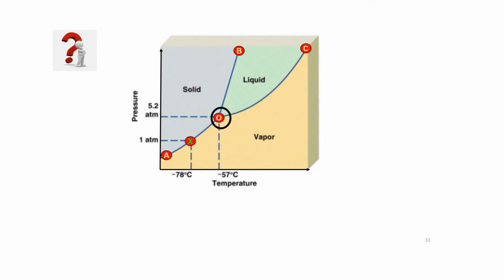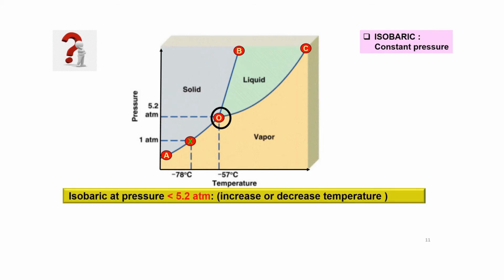We still use the phase diagram for carbon dioxide as an example, but now we set a constant pressure, which we call isobaric. Can you see the 5.2 atm pressure? So we set the pressure constant below 5.2 atm, but what we increase here is the temperature. Look at that red line here. Can we describe the phase changes along that red line?